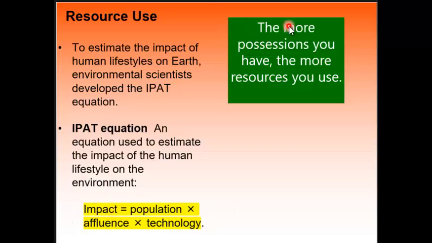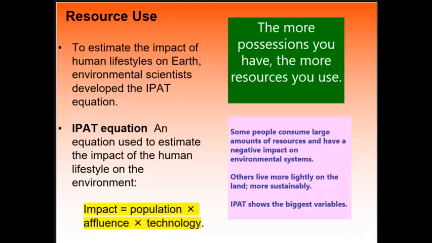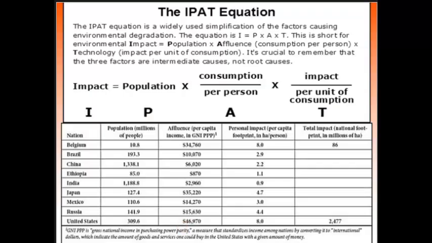That's what it boils down to. The more you possess, the more resources you're using, and then you multiply that by the number of people that live in your country, and you have a higher impact. And you only have more resources if you have more affluence, because you're buying these things.